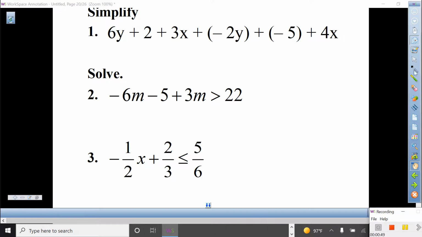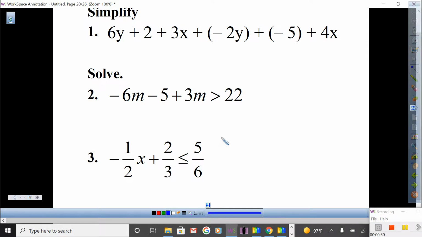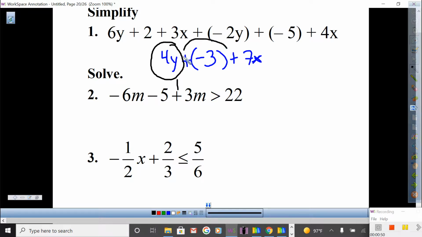All right, let's see what we got. Number 1, Noor, what'd you get? 4y plus negative 3 plus 7x. All right. Now, yesterday, Miss Zamora said that we were going to organize this in standard form. Just to refresh your memory, here it goes again. How do we organize it in standard form? We go one term at a time. I'm going to start with this term. You look at the exponent on the variable. What is the exponent on this one? 1, okay. Look at the next term.